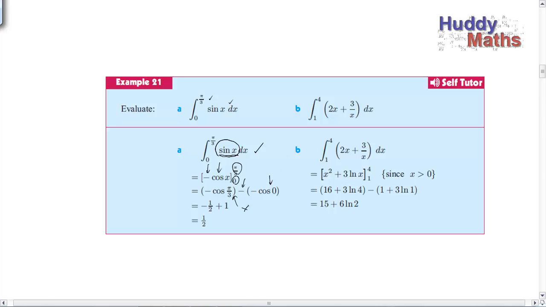And this is very, very important to remember, the values of the key angles here, and that's definitely part of the syllabus. The cos of pi on 3 is a half, so this is negative a half. The cos of 0 is 1, so it's negative 1 or plus 1. Okay, so the answer is a half.